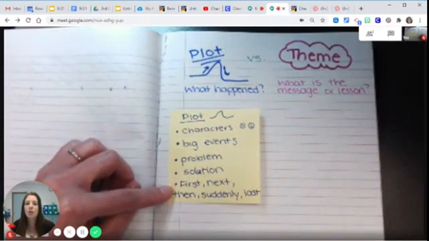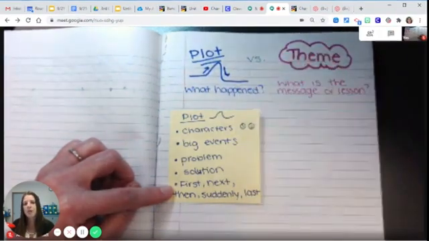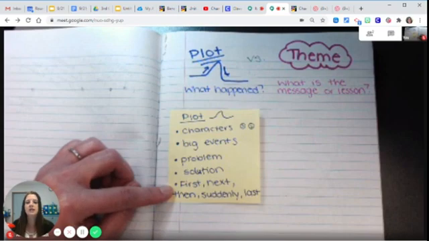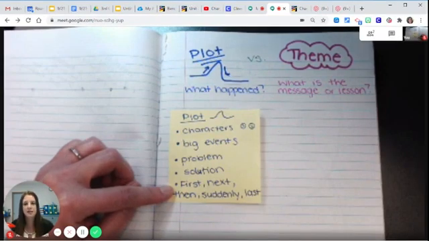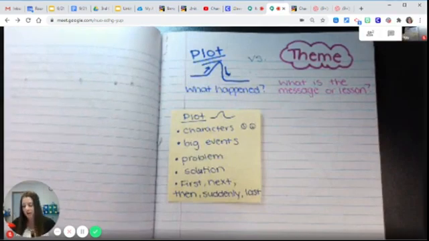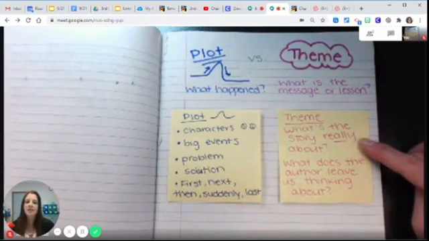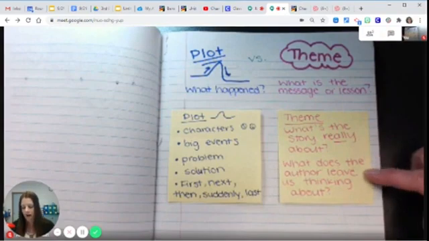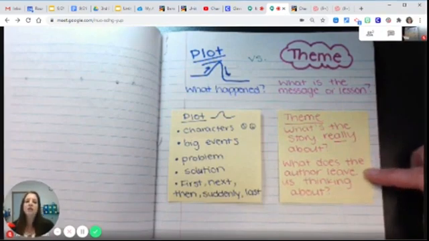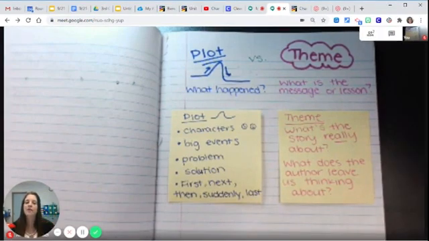And sometimes when we tell plot, it's like we're retelling the story, almost like you've seen perhaps a story mountain before, and we might use words like first, next, then, suddenly, and last. It's like a retelling of the story. But when we think about theme, we want to think, what's the story really about? What's that message behind the actions of the characters? And we also want to think, what does the author leave us thinking about? Those are two ideas to keep in the back of your mind as we read The Dog and His Bone.